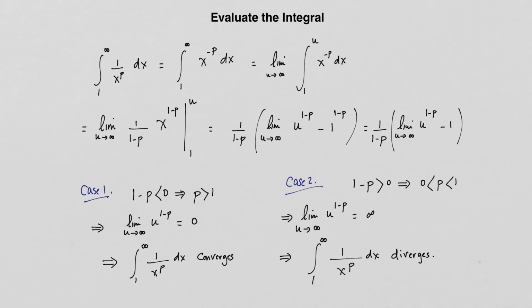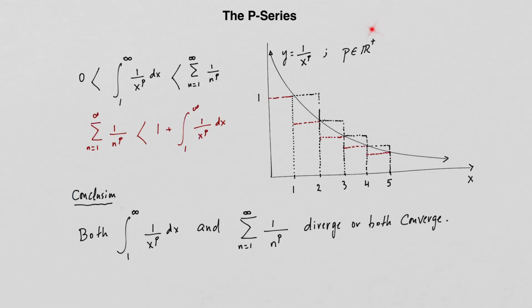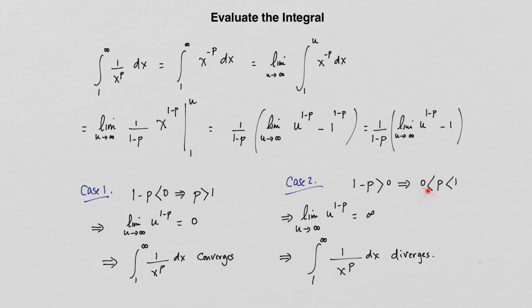Conversely, let's look at case 2. Let's assume that 1 minus p is more than 0, which also means that p is less than 1. Notice p is more than 0 because we said it early. So if p is between 0 and 1, which means the exponent is positive, then this blows up, right?